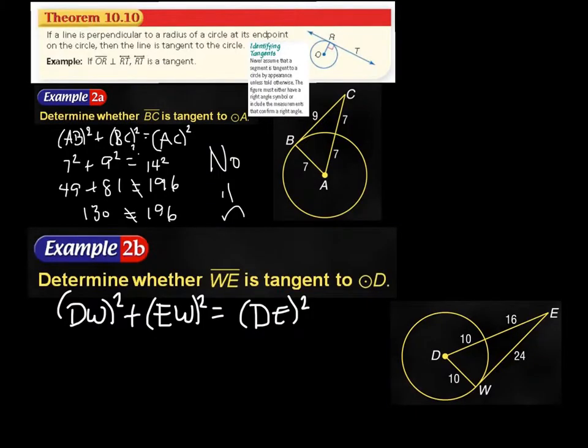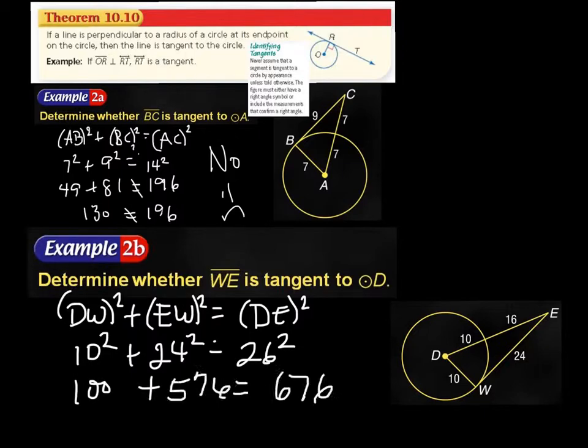Okay, same thing with a different diagram. So we're going to check and see if 10 squared plus 24 squared equals 26 squared. 100 plus 576 does equal 676. So this one is a yes.